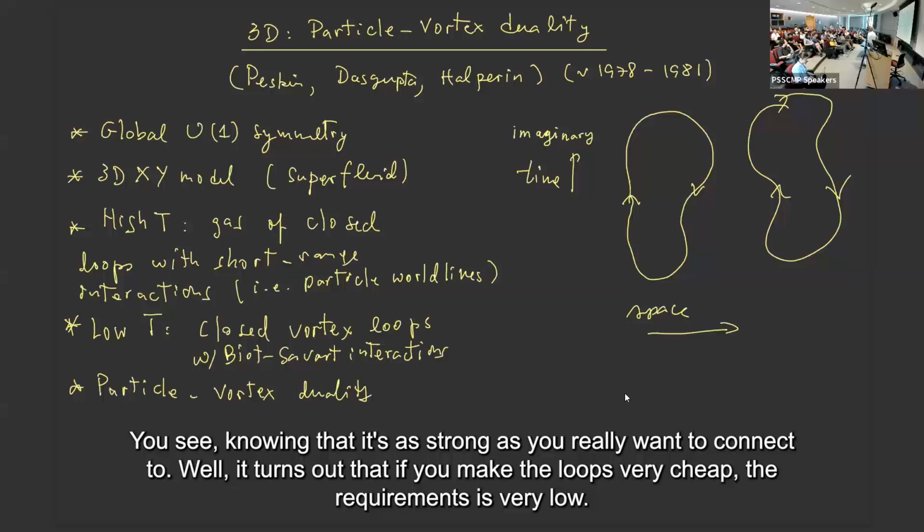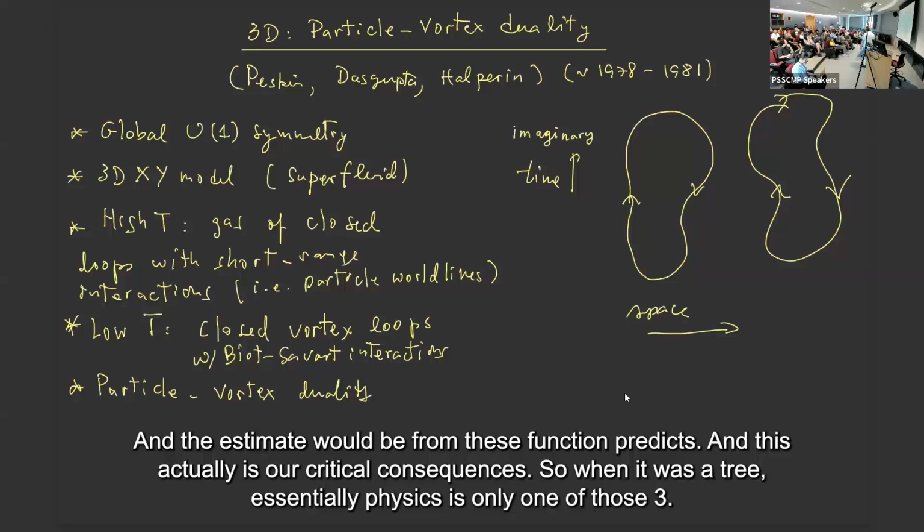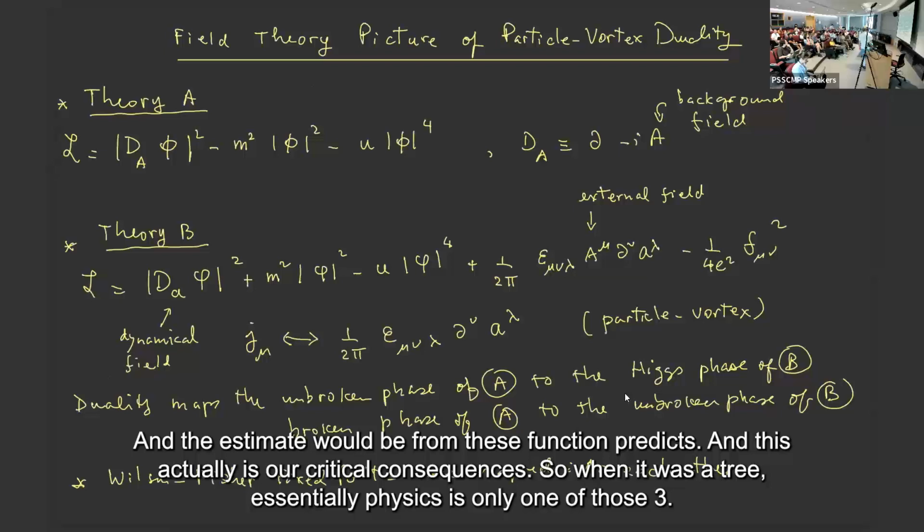But it turns out that if you make the loops very cheap, if the core energy is very low, then indeed they proliferate and there is a phase transition. But if you make them very heavy, then you get the conventional Landau theory type of thing, what the epsilon expansion predicts. And there is actually a critical point. So what the duality essentially predicts is only one of those regimes.